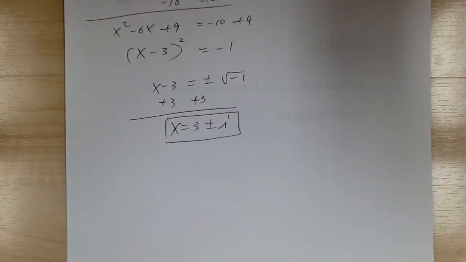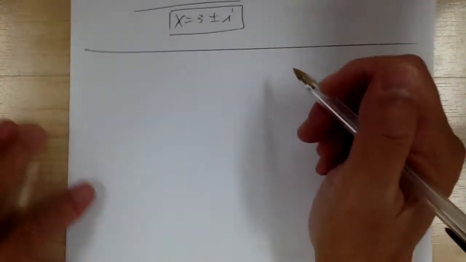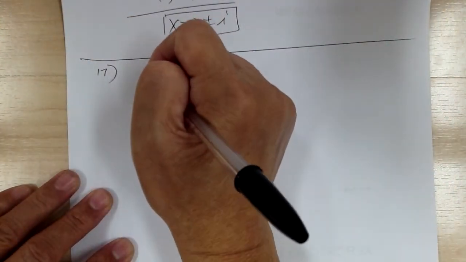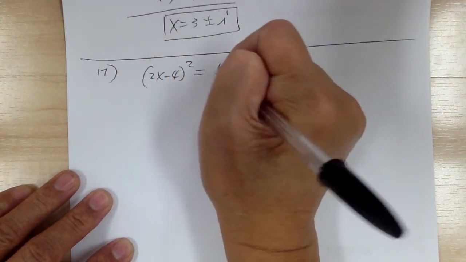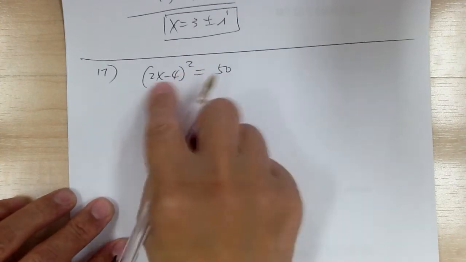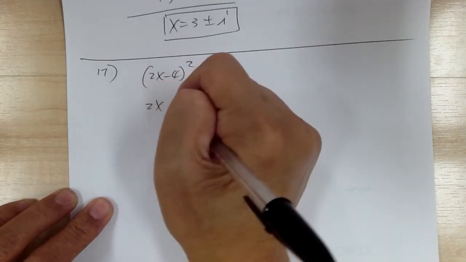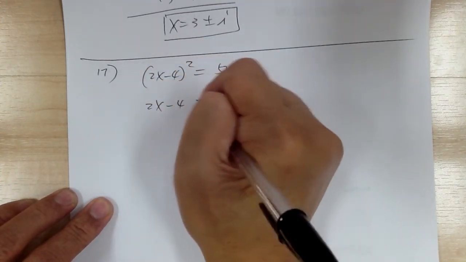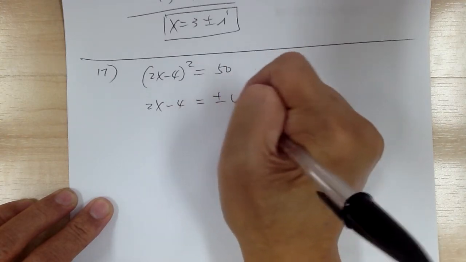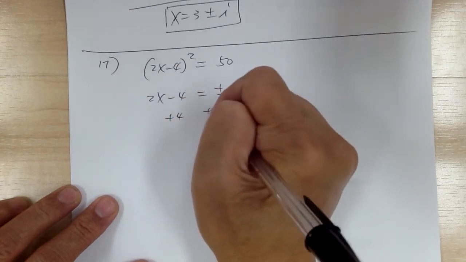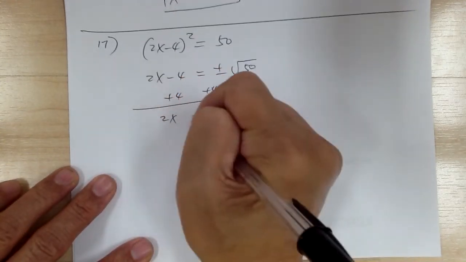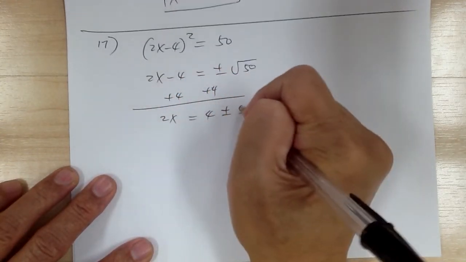Okay, 17. You got (2x minus 4) squared equal to 50. This is already a perfect square, so let's take the square root on both sides. So you got 2x minus 4 is equal to plus or minus square root of 50. Okay, so plus 4 on both sides. So 2x equal to 4 plus or minus 5 square root of 2.